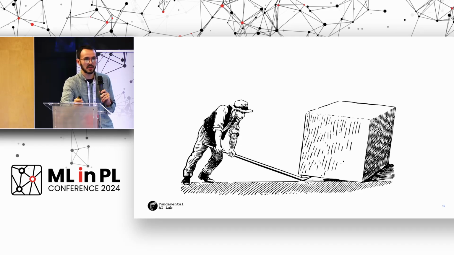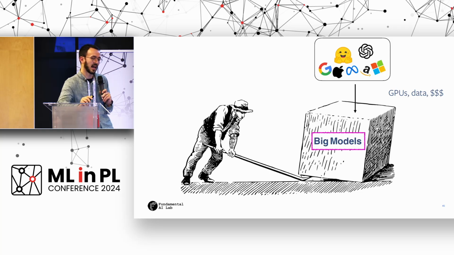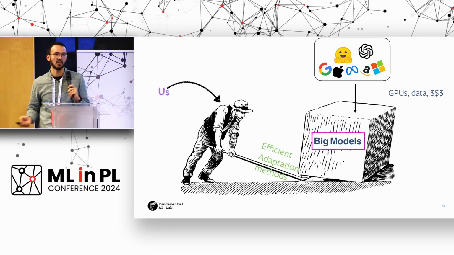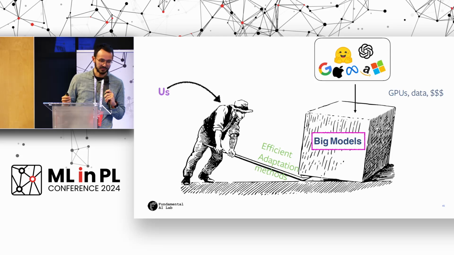What are adaptation methods, perhaps? Maybe let's start there. All of these big tech companies spend billions of dollars, lots of GPU hours, and use lots of proprietary data to make these large models, right? And adaptation methods allow us to do something with these big models. They are basically our lever to train and customize these models to all sorts of new settings.